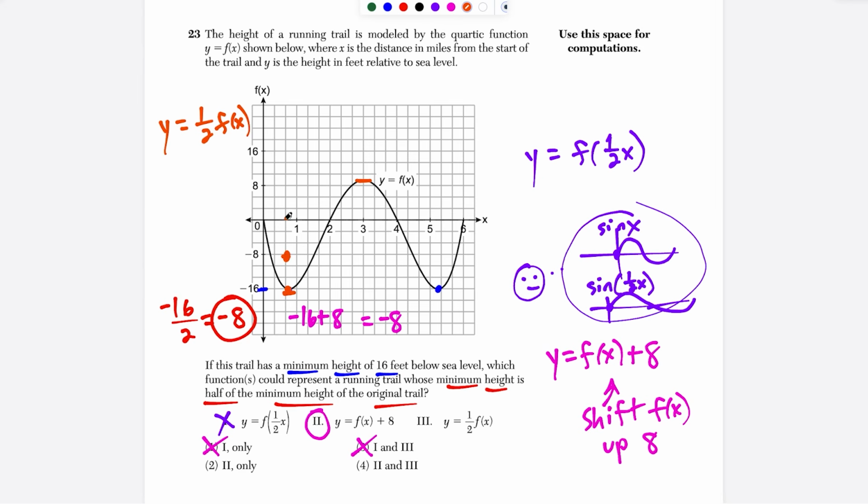Let's say I put the value c here, and on the graph of f of x, f of c is the location where the function value is equal to negative 16. If I look at my new function, I have y equals half of f of c. f of c is equal to negative 16, so that would give us half of negative 16, which is negative 8, the exact value that we're targeting here. And that would be the new minimum. So Roman numeral 3 is good, which makes our answer here choice 4.